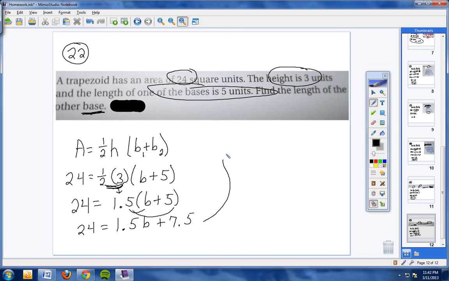Okay? Now we got to subtract 7.5 from both sides. So minus 7.5, minus 7.5, and if you do that correctly, you will get 16.5 equals 1.5B. Now hopefully everybody sees where the 16.5 came from. 24 minus 7.5, use a calculator if you need to. And then of course the 1.5 is left because these over here cancel out. Now let's divide both sides by 1.5. I believe you're going to get 11 for the answer. 16.5 divided by 1.5 gives you 11 for your base.